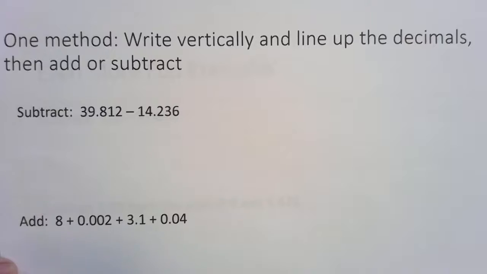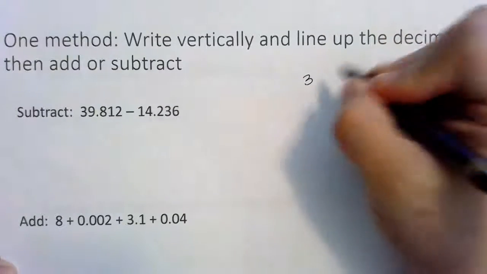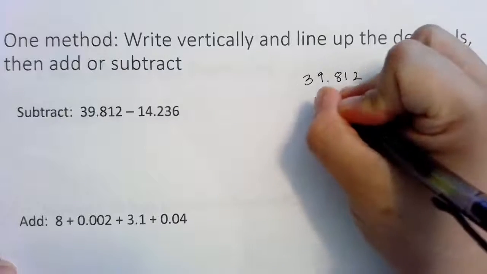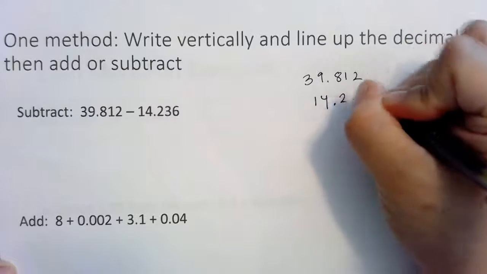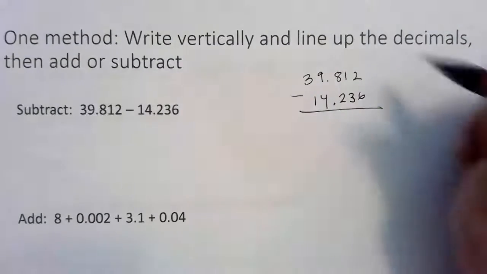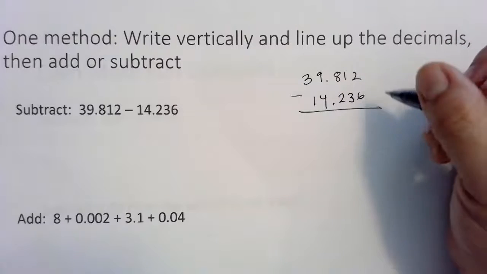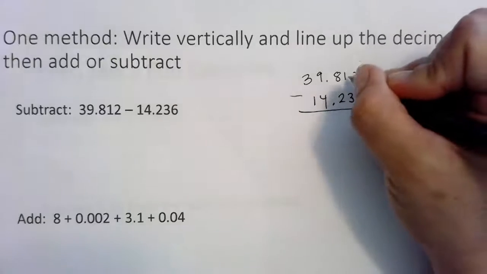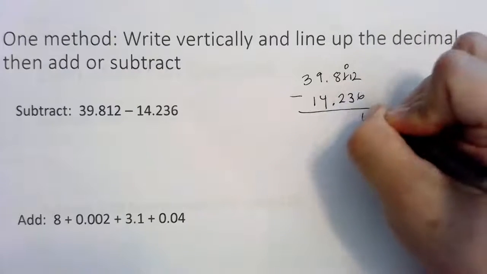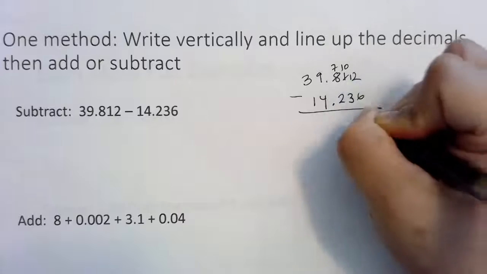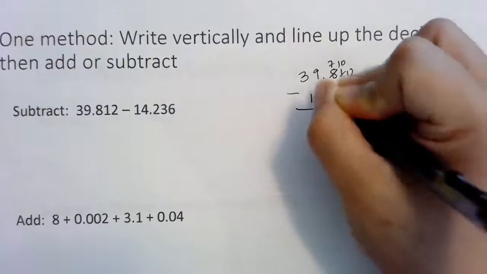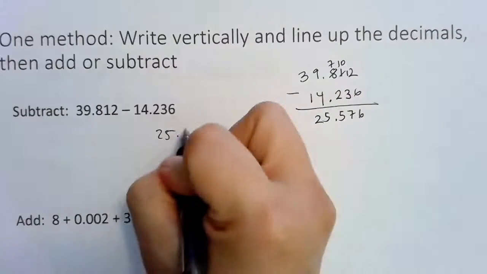Okay. Another thing we could do is line up the decimals and write vertically, and then add or subtract. So let's say we want to subtract from 39 and 812 thousandths the number 14 and 236 thousandths. If we just line up the decimals and then subtract, 6 goes into 2, we would carry a 1, we would do a little bit of borrowing. 7 minus 2 is 5, and then 9 minus 4 is 5. So this would be 25.576.